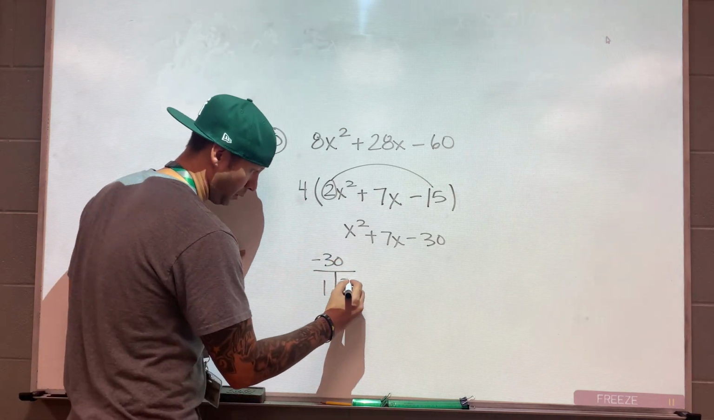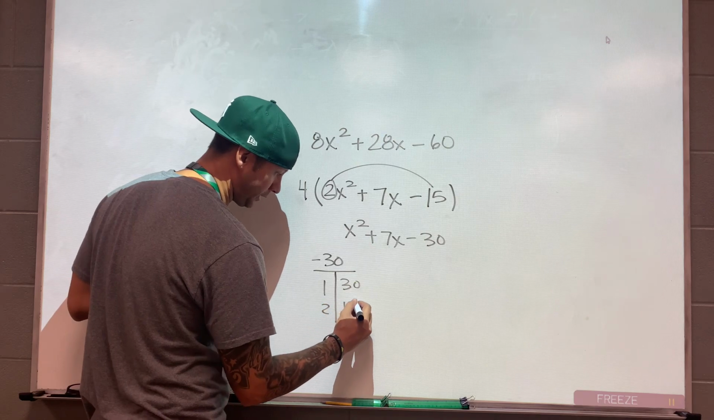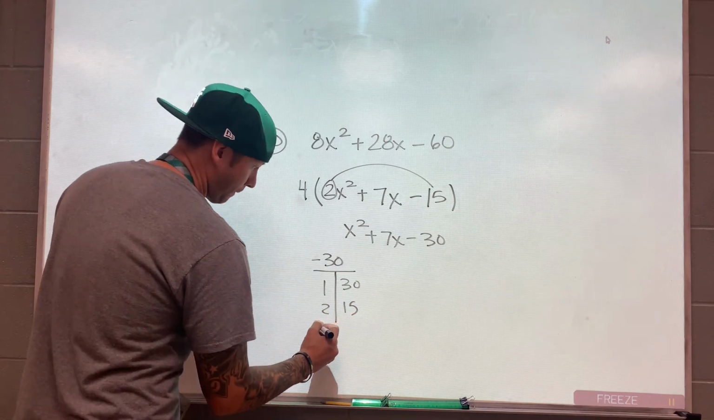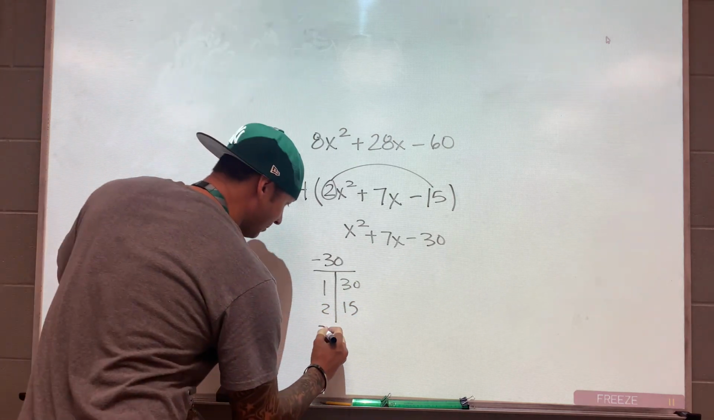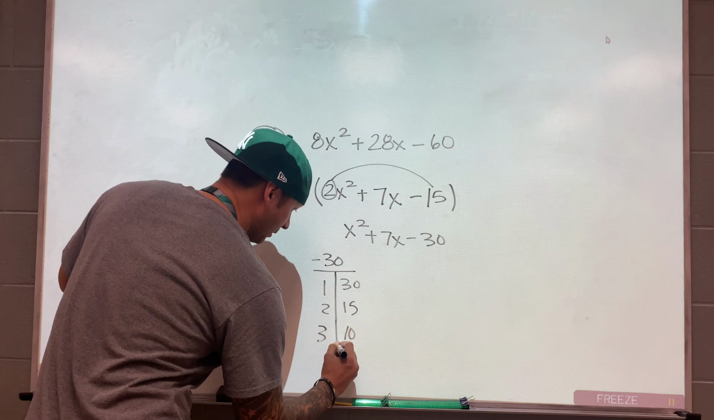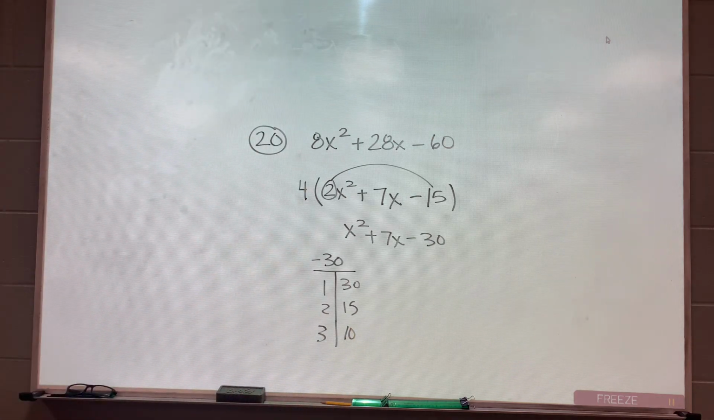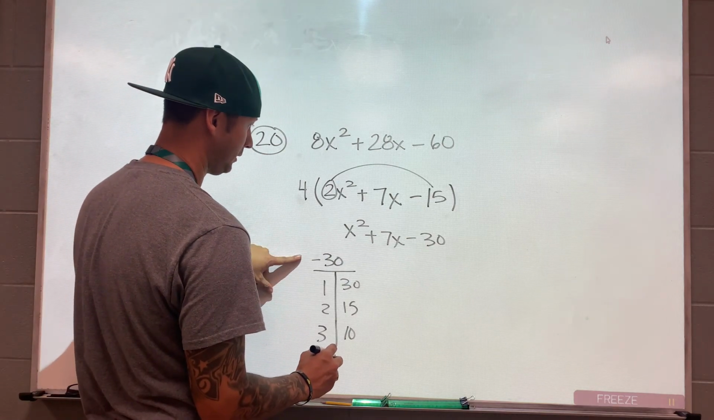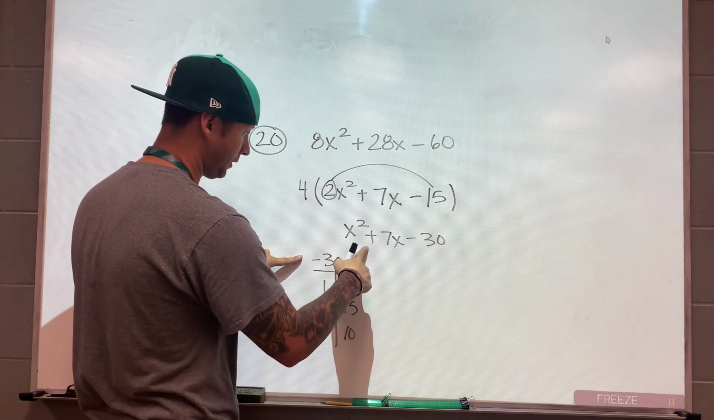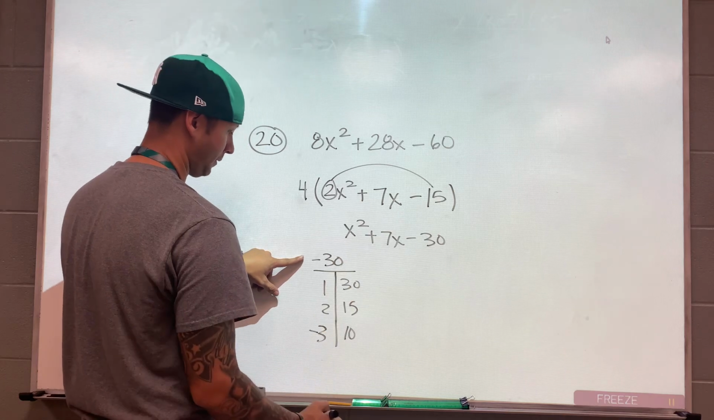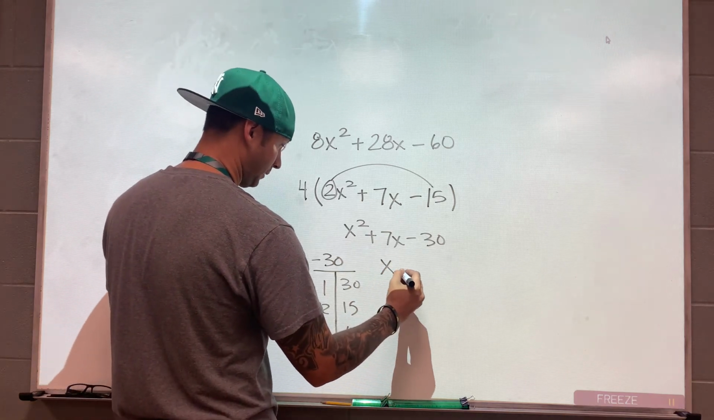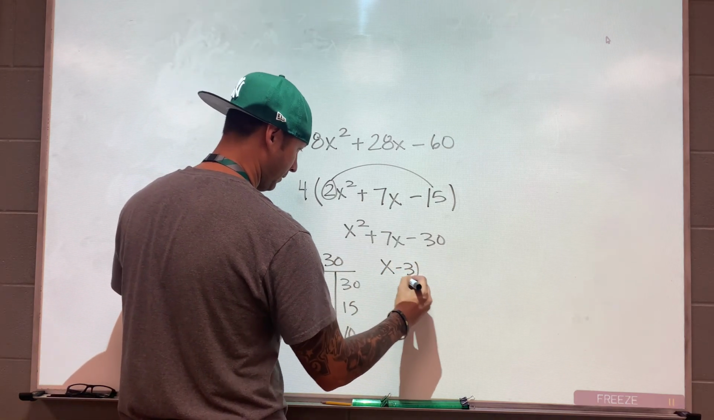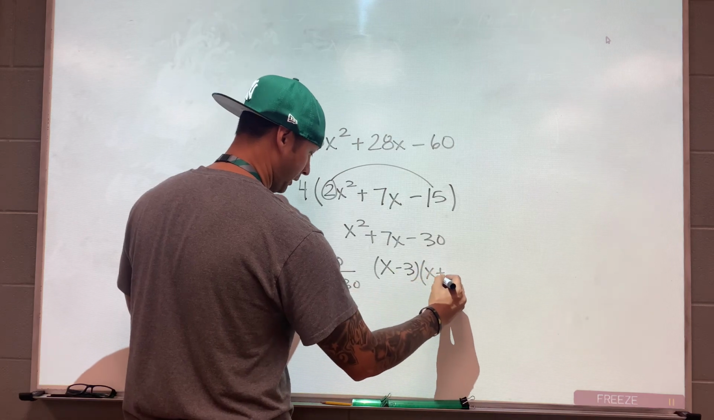So 1 and 30, 2 and 15, 3 and 10. That's the one. 3 and 10 can make a 7. But this needs to be negative. So one of them has to be negative. It's the small one. So x minus 3, x plus 10.